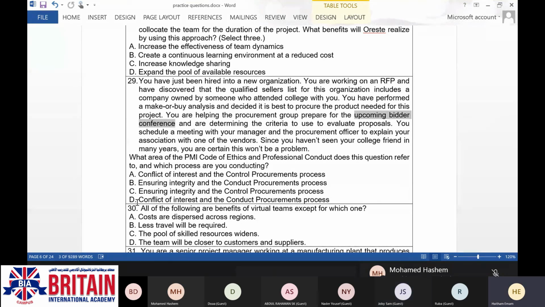Is it clear for each and everyone? Yes, Haitham, but can you repeat just the conflict of interest, this part?